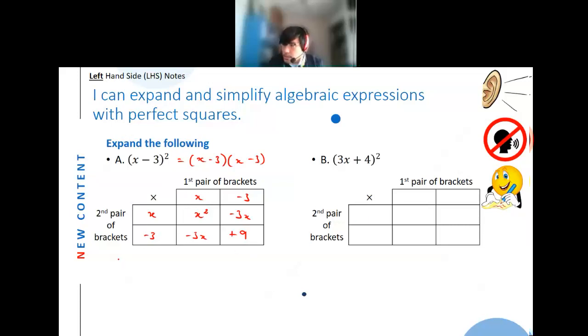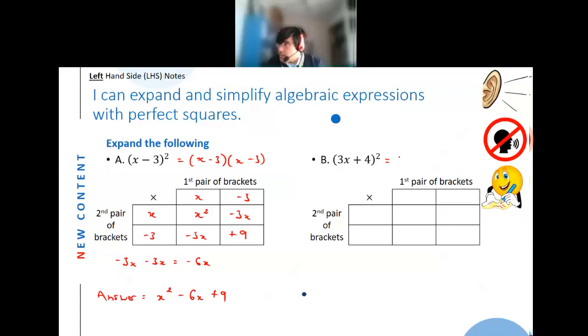Right, so we are just going to combine the negative 3x and the negative 3x. That's going to give you negative 6x. And if you want to check that you've done the right thing, that has to be double of that. So negative 6 is double of negative 3. So awesome, we've done that right there. So our answer, combining everything together, gives you x squared minus 6x plus 9.